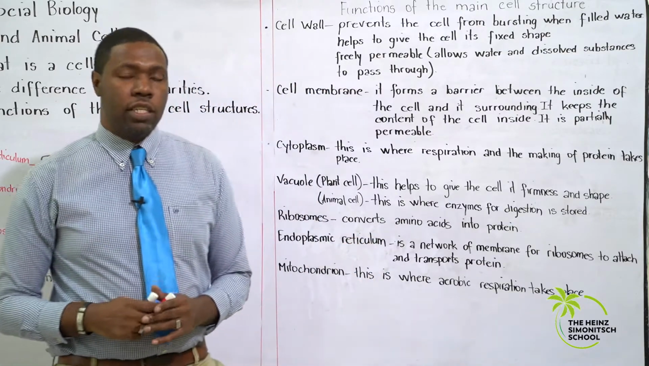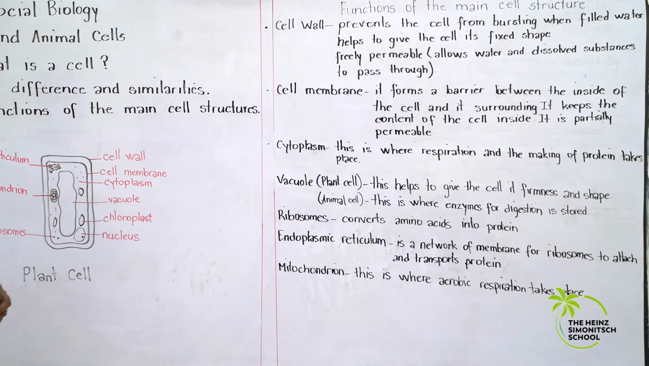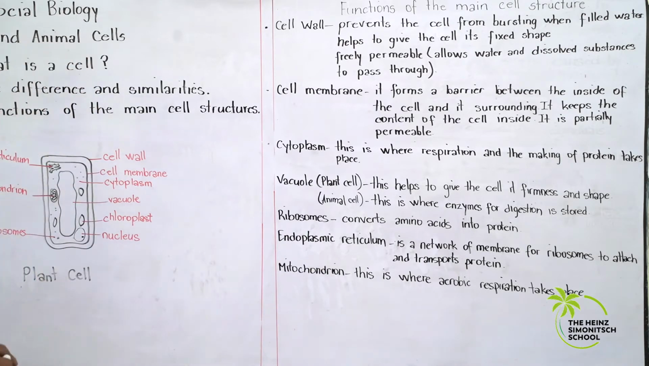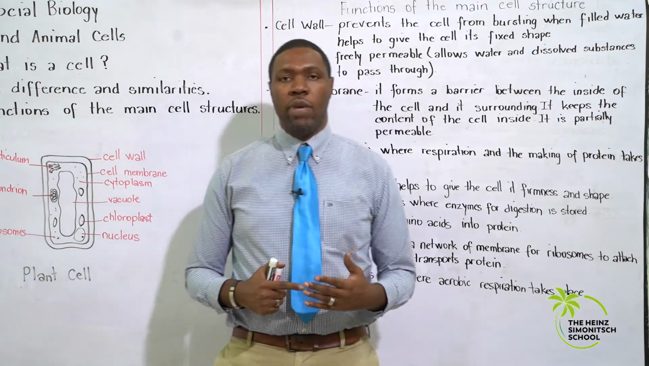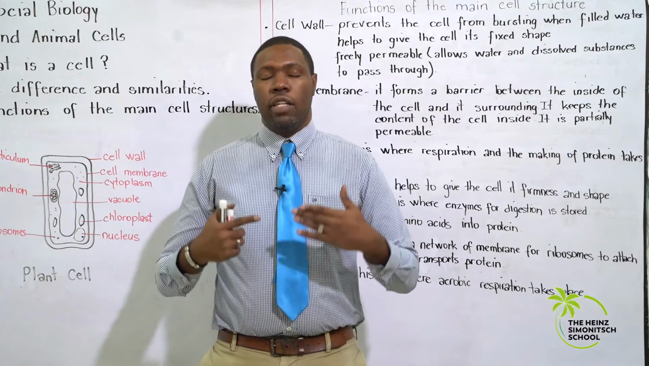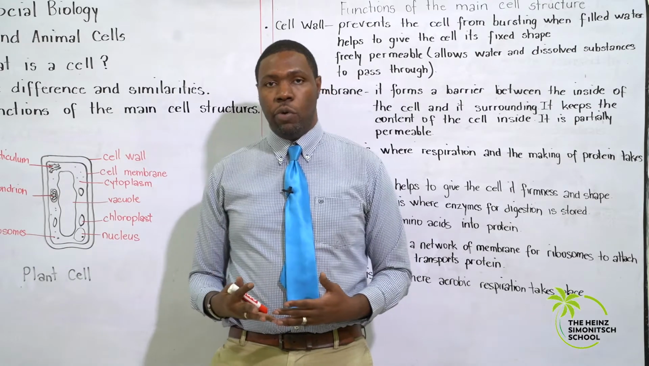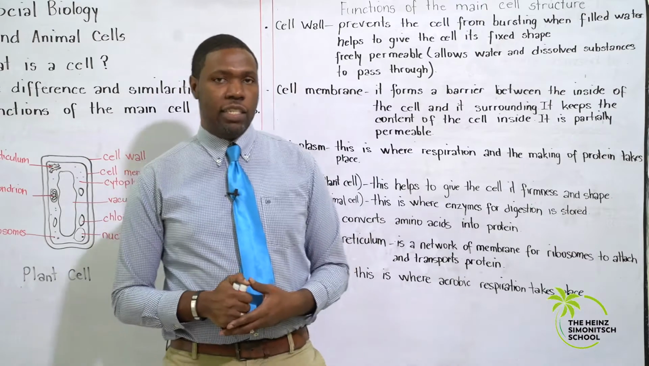Have we covered all the functions? All the cell structures? Let's look at it. We have the cell wall, the cell membrane, the cytoplasm, the vacuole, the ribosomes, the endoplasmic reticulum, the mitochondrion. What about the chloroplast? Now, you remember that plants use the sun's energy along with carbon dioxide and water to make their food, which is called, what's the process called? Photosynthesis. Very good.